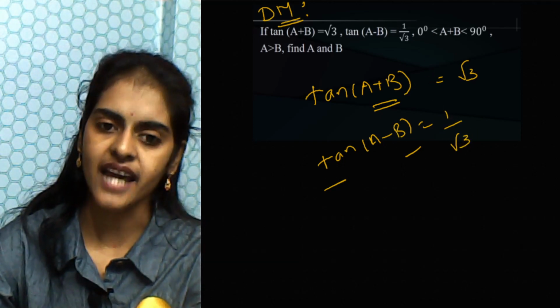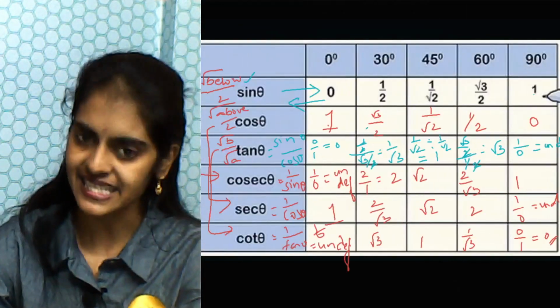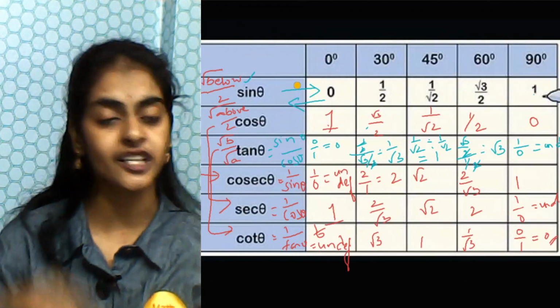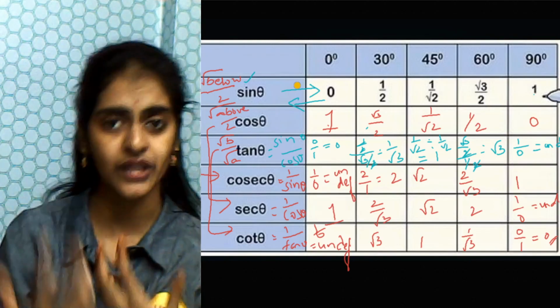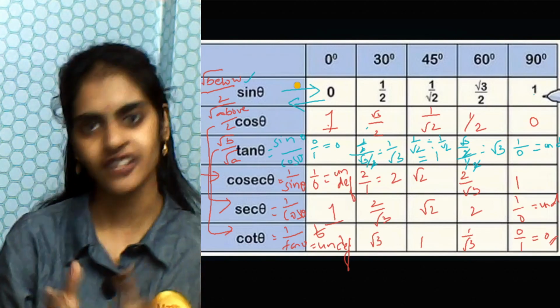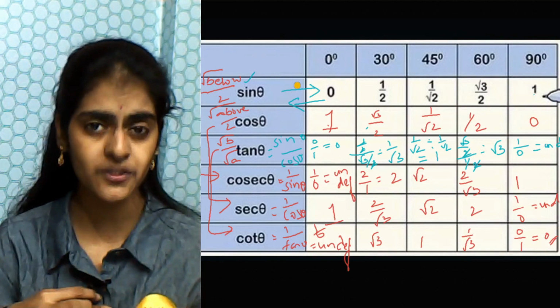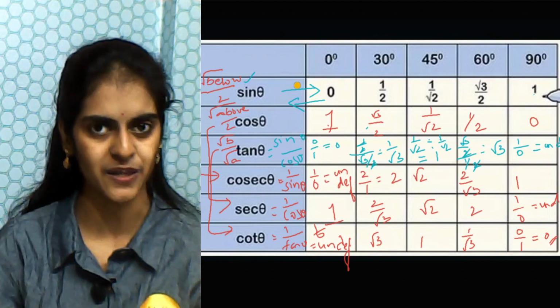I hope this super trick is easy for you, and along with the trick I also explained the concept of the trigonometric ratios table, how we derived it and how you can remember it. And I also discussed the model problems that you may get from this table.